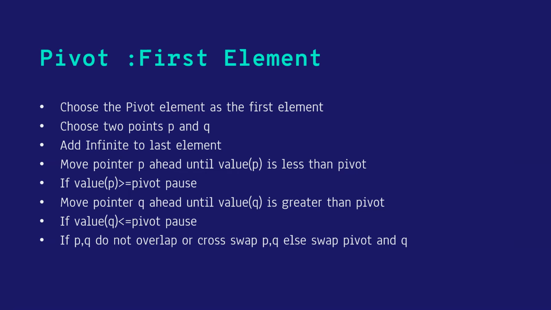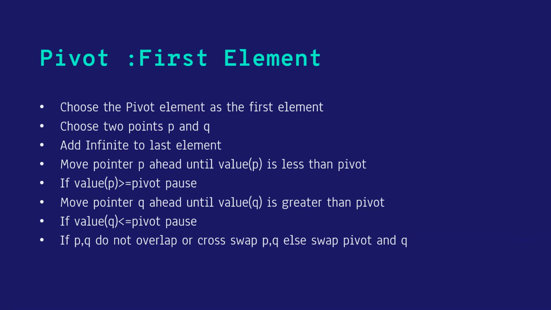Then next, we need to choose 2 pointers. Those 2 pointers are p and q. The pivot is different from p and q. We select p as the immediate next element to the pivot, and q is the last element of the array. And one more thing: after selecting q, we need to add infinity to the last element. Then we have assigned the variables.